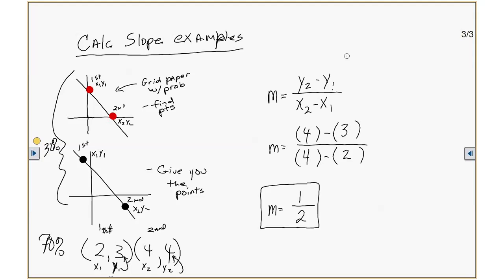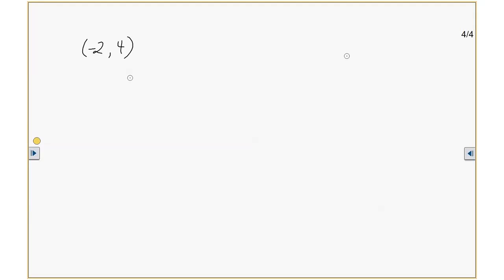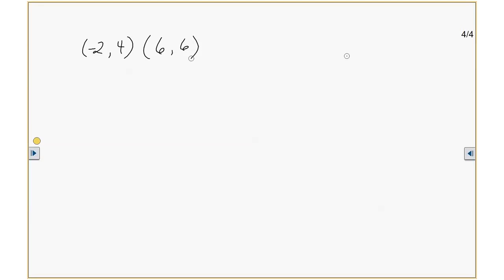So, let's try another. I always do 2 or 3 on this one. Well, I gotta throw some negatives in there, so y'all will be ready for a test. And see if you use parentheses so you don't screw it up.